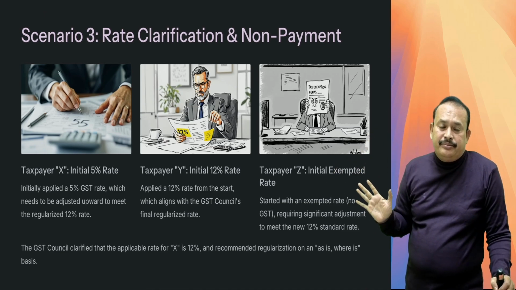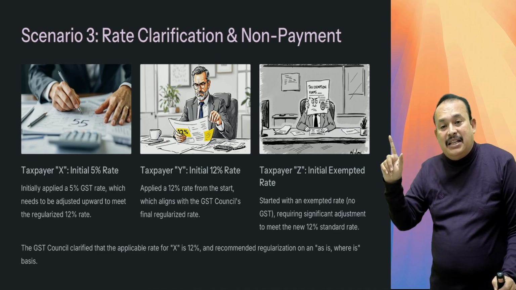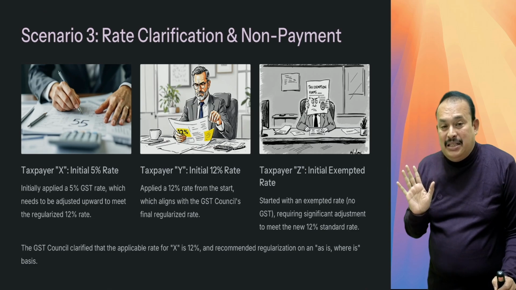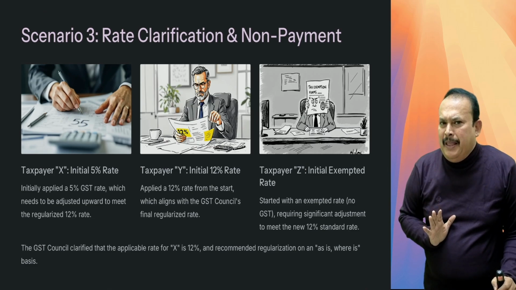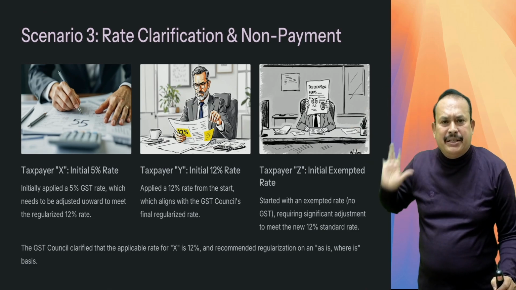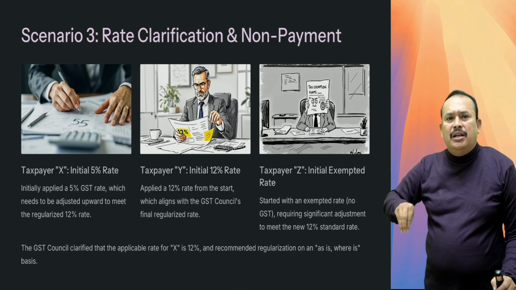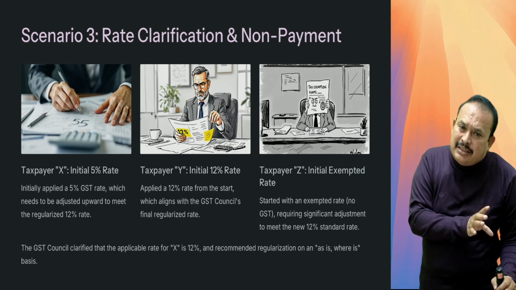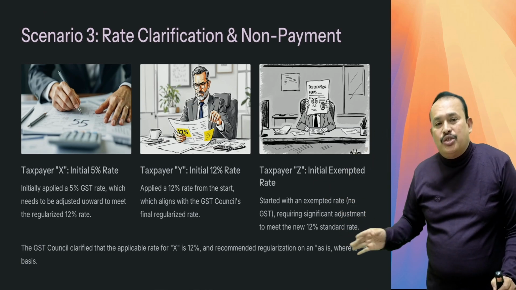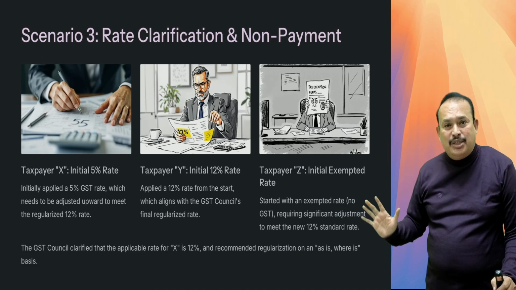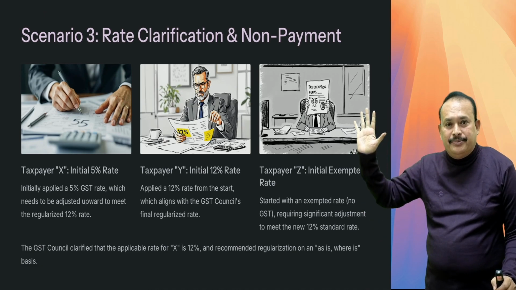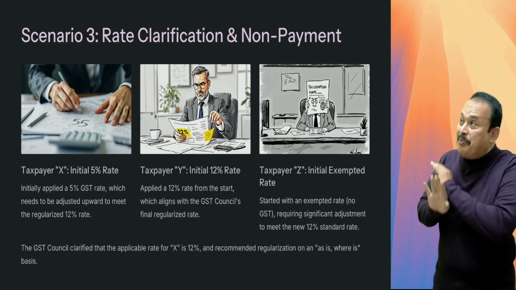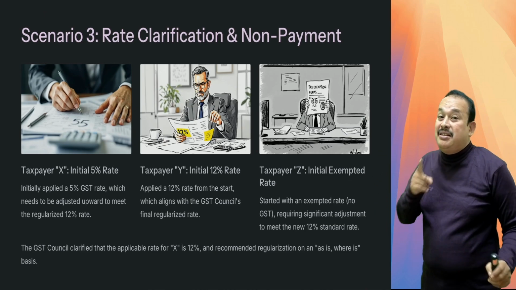Now, the GST Council recommended that the given product will be decided at a 12% rate. In that case, taxpayer X paid 5% for the given product, treated as the full amount of GST paid. Taxpayer Y already paid 12%. Now also GST recommended to pay 12%. He paid the full amount of tax. So X and Y taxpayers are very good boys. Taxpayer Z has not paid any tax, which is not a genuine transaction.